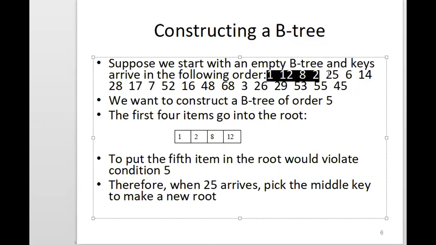So 25 would be the 5th element to be inserted, but since the space is only for 4 elements, if we want to insert the 5th element, then the rule is violated. It means we have to split, and for splitting we have to find the middle element. Here 8 is the middle element. So after splitting, what will happen? Suppose 25 comes at this place after 12. So 8 will be the middle element, 1 and 2 are the left child, and 12 and 25 will be the right child. So after splitting, the tree will look like this; just turn to the next slide.